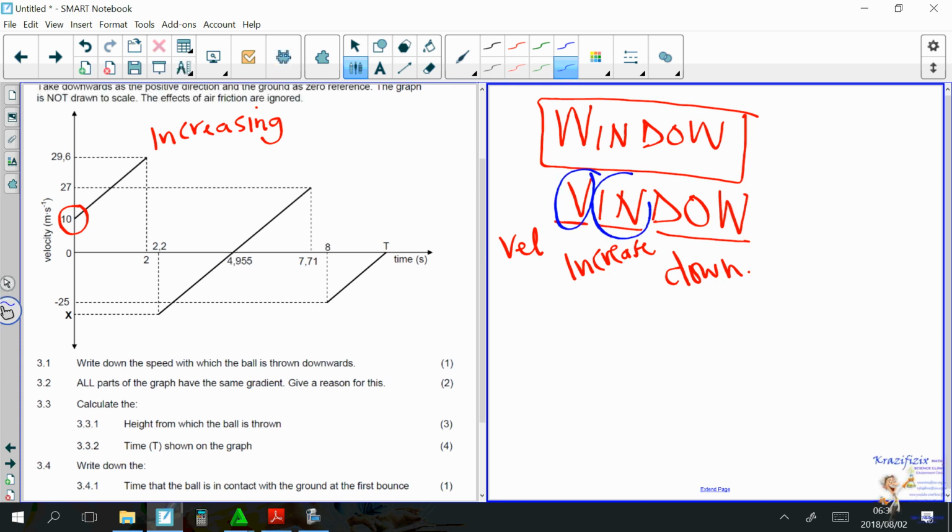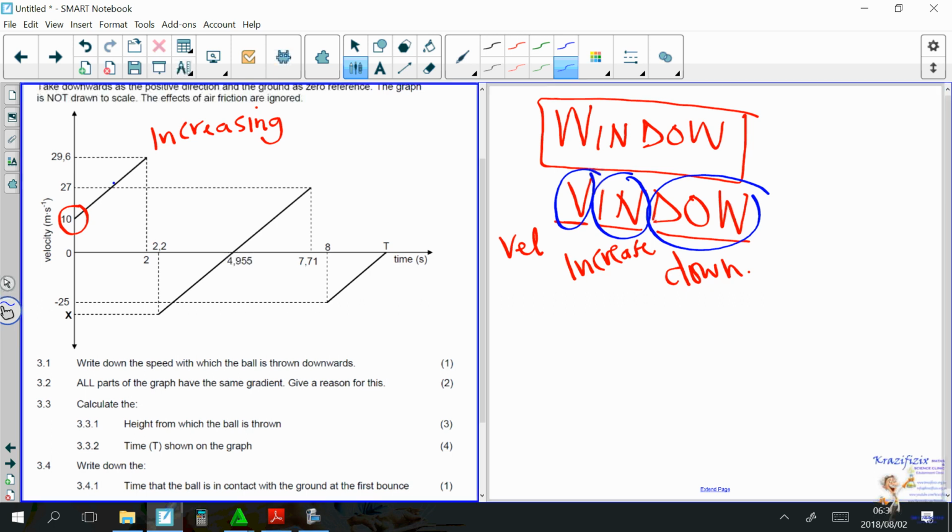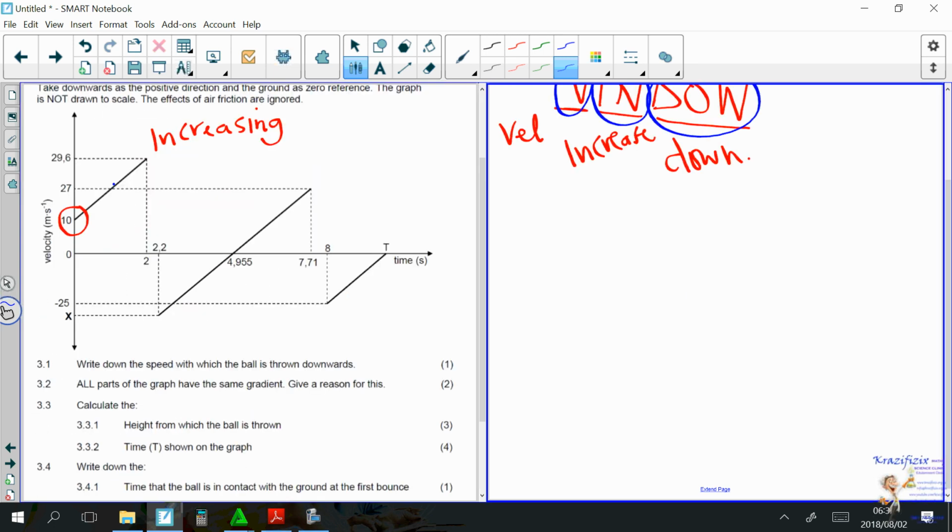Velocity will increase when the object is moving what? Down, finally. So every time you see a window, do your vertical projectile. Now, do you see that velocity is increasing here? So the only thing happening is that the object is moving what? Down. If I were to have a graph, check my graph.